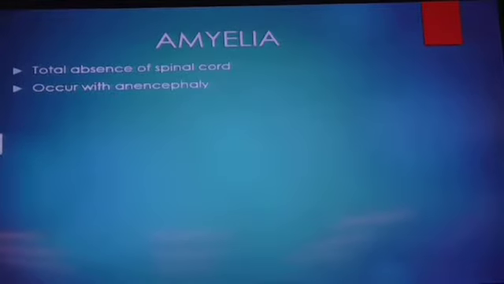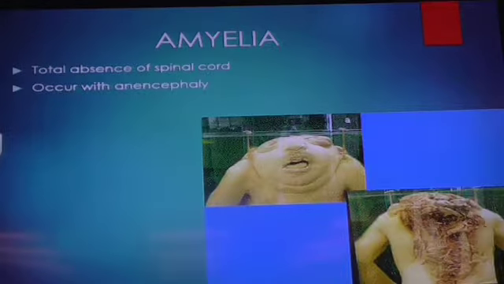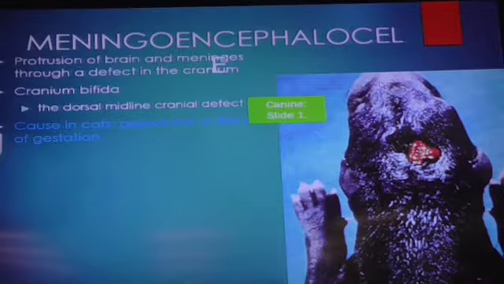The next one is amyelia, and that's total absence of the spinal cord, and it typically occurs with anencephaly. Again, these are real. They don't look real. They look like something I made up. But again, complete absence of the spinal cord. And the term is amyelia. What's important is to make sure you understand what each of these terms mean.